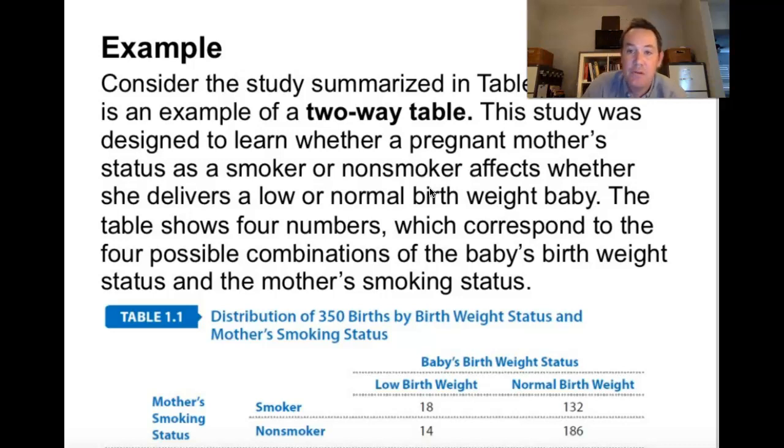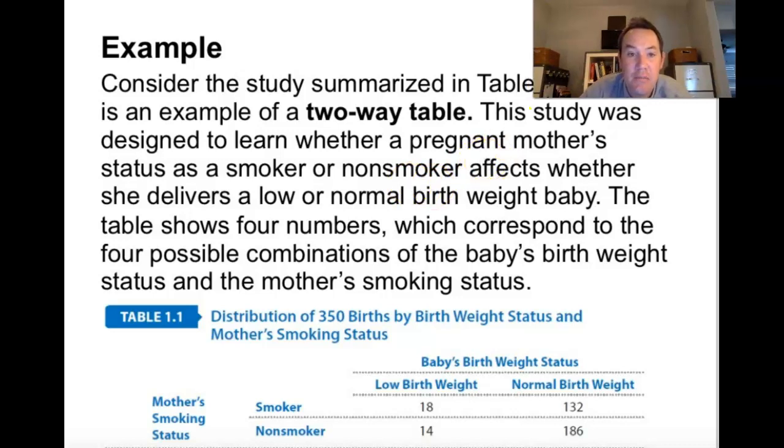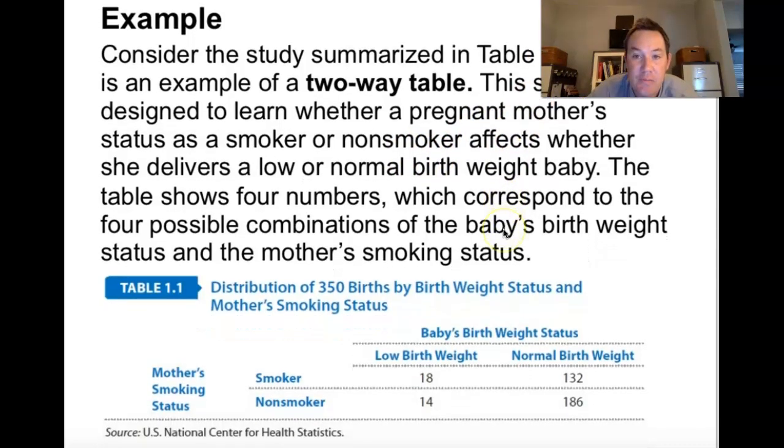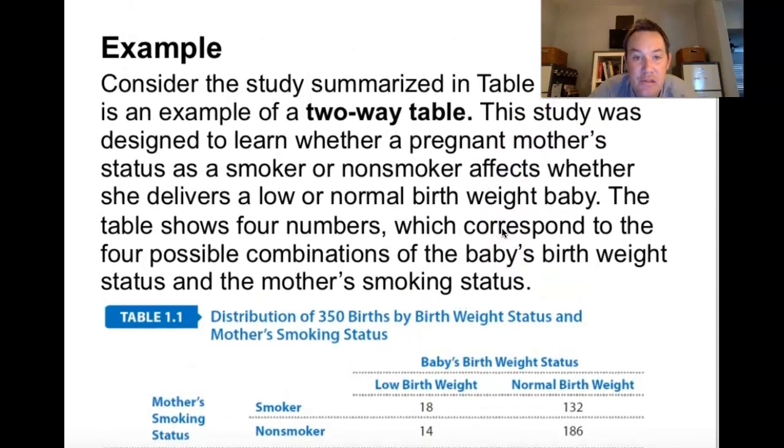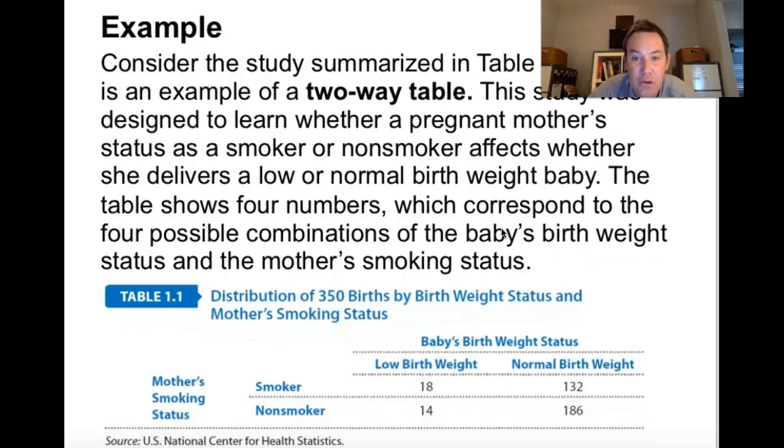Okay, so here we're given a study designed to learn whether a pregnant mother's status as a smoker or non-smoker affects whether she delivers a low or normal birth weight baby. And the table shows 4 numbers which correspond to the 4 possible combinations of the baby's birth weight status and mother's smoking status. So here we have the mother was a smoker and the baby was low birth weight.